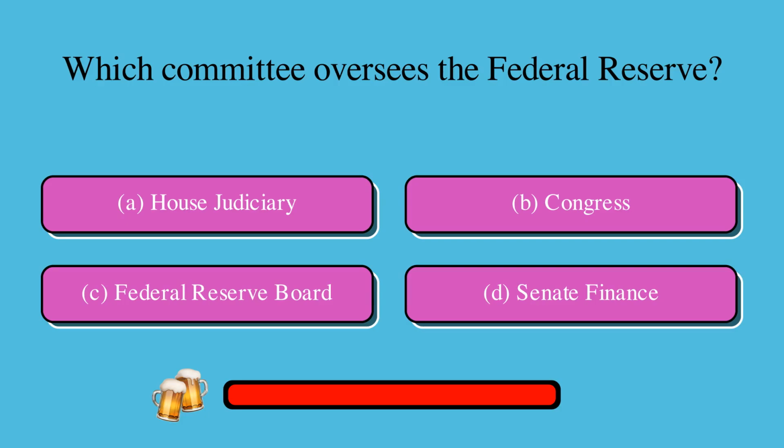Which committee oversees the Federal Reserve? Is it A. House Judiciary, B. Congress, C. Federal Reserve Board, or D. Senate Finance? The correct answer is B. Congress.